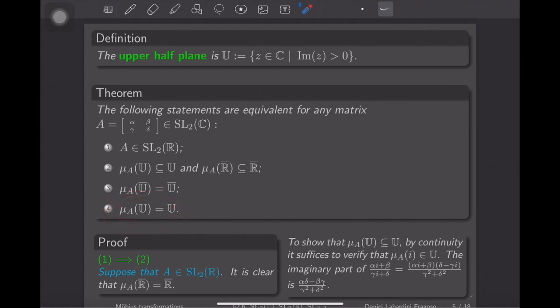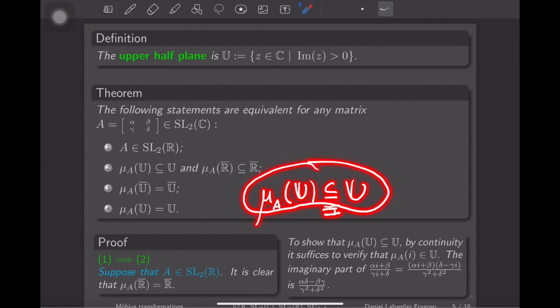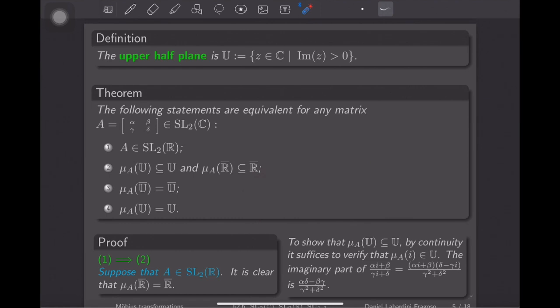When I say bijectively invariant, it is not only that one has this inclusion, right? One actually has equality, because it is perfectly possible that one can have something like this, but not equality. Think for example of vertical translations. A vertical translation upwards preserves this set, but not bijectively.